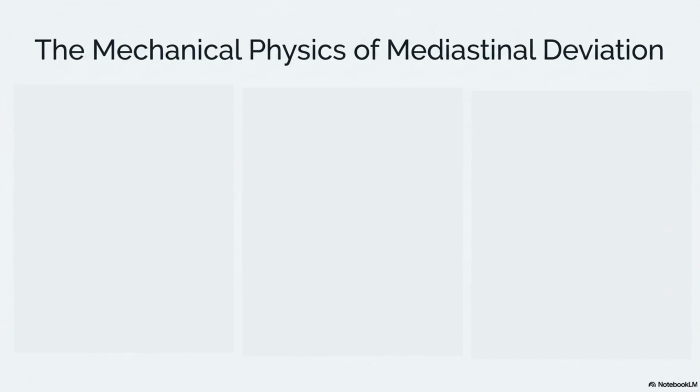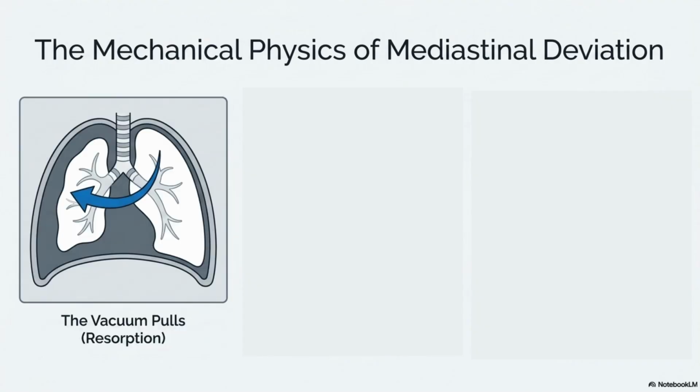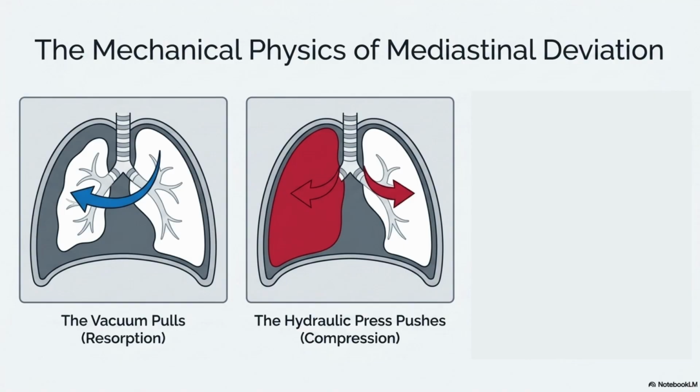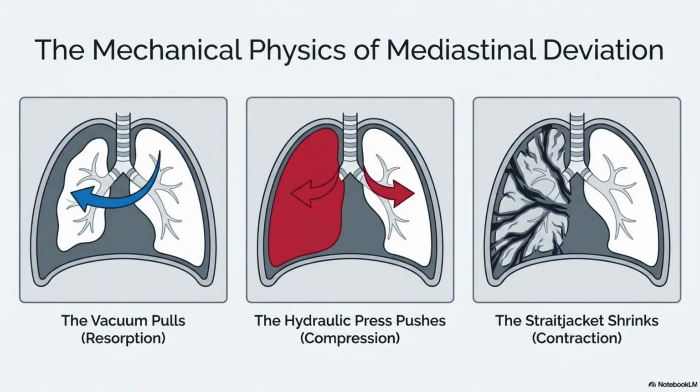To lock in the visual, let's review the mechanical physics of mediastinal deviation. Simply remember these three forces. The vacuum pulls in resorption, the hydraulic press pushes in compression, and the straitjacket shrinks in contraction.